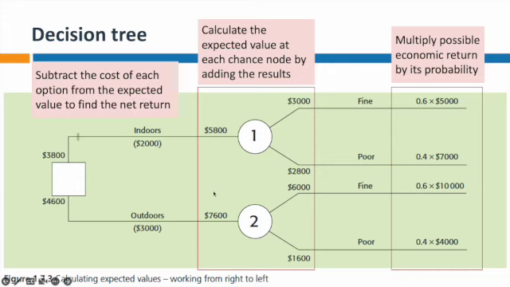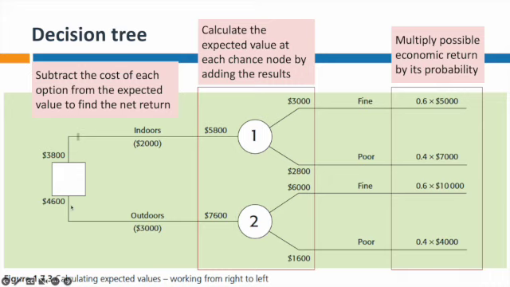And then what do we do? We subtract the cost of each option. So here we see the indoors option costs 2,000 to create. And if we subtract that from the expected value, we actually find the net return. So the net return of the indoors option is 3,800. Now the net return of the outdoors option is 4,600.